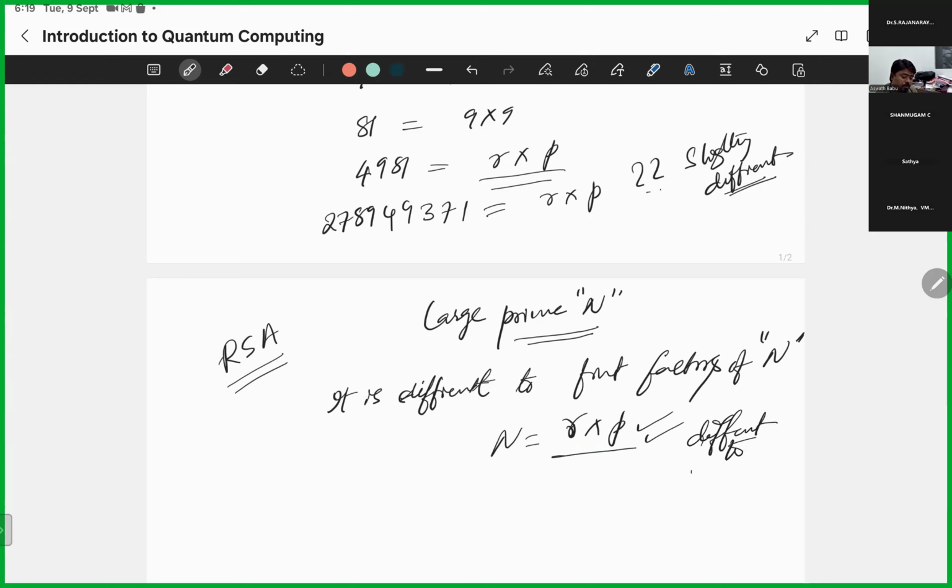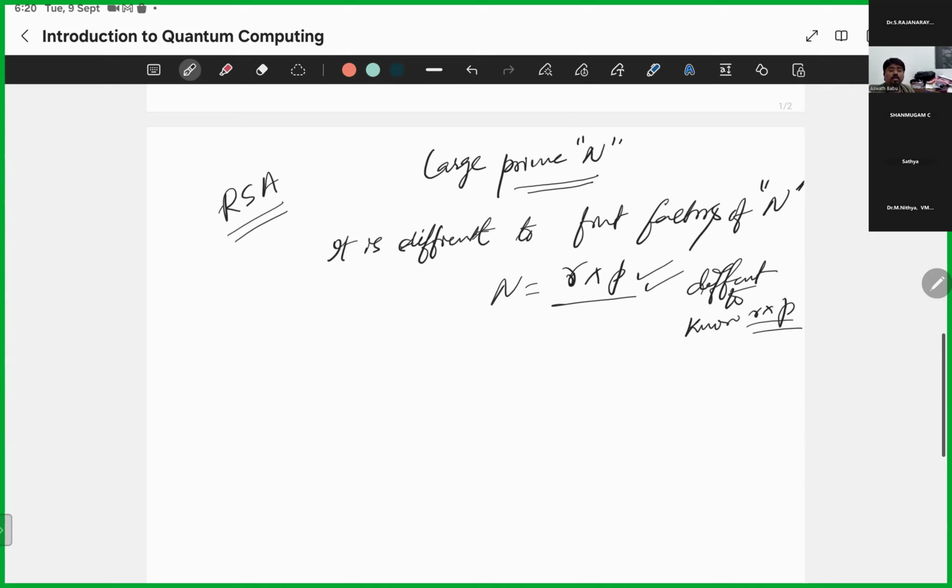Okay, it is difficult to know r and p. So how difficult is it, given that any existing classical computer is unable to find that r and p? That is how the RSA encryption works. The question is, how do n and r get connected?